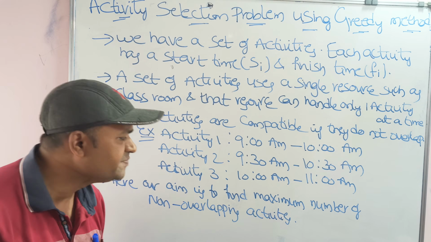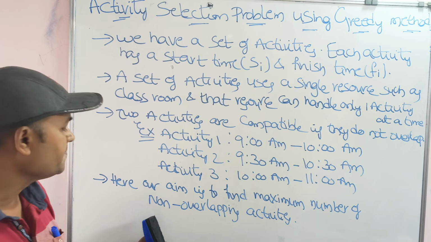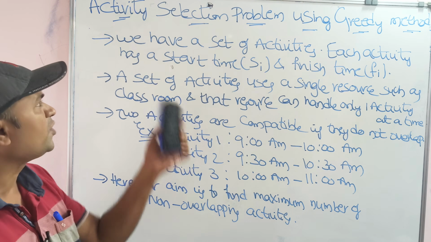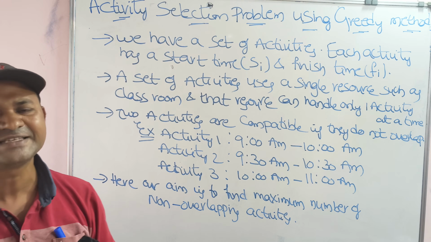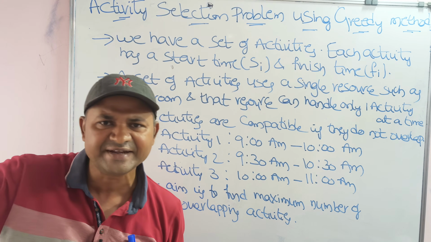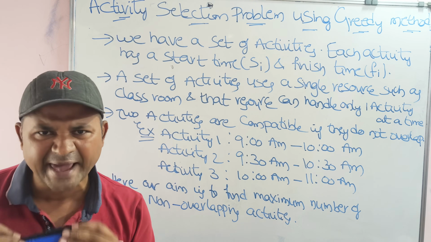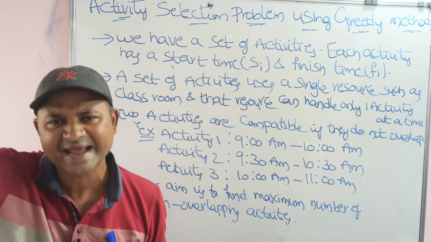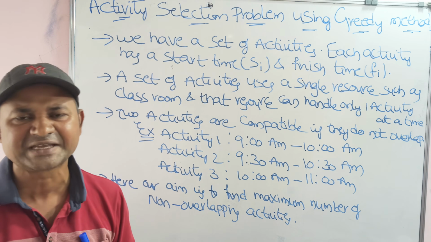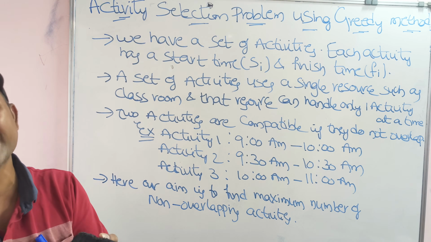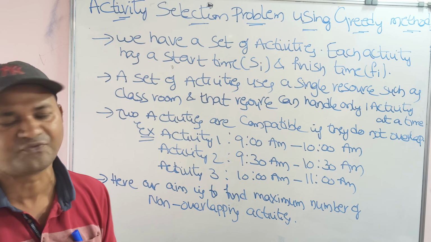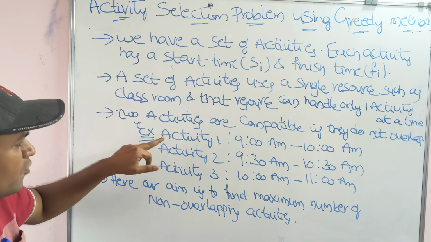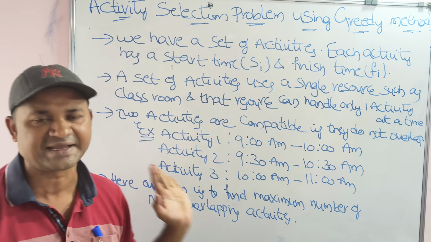Here our major aim is to find the maximum number of non-overlapping activities. So what is the major aim of the activity selection problem? Several activities will be given, and our major aim is to find non-overlapping activities. Let 10 activities be given. Out of 10 activities, how many non-overlapping activities are there? That is our aim to find. If you see this example, here 3 activities are given. The non-overlapping activities are activity 1 and activity 3.